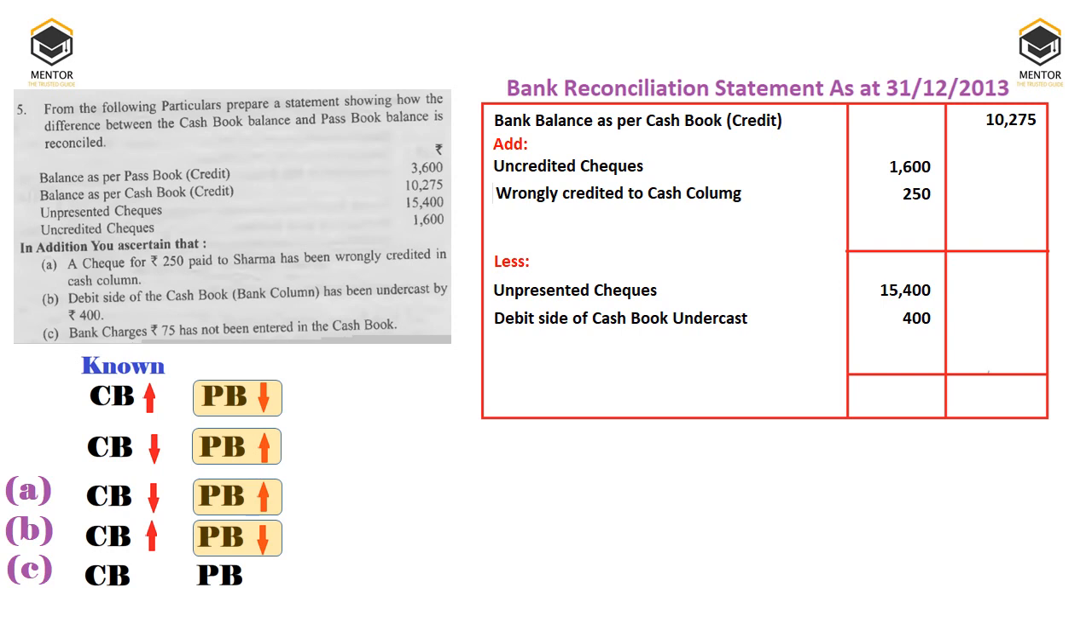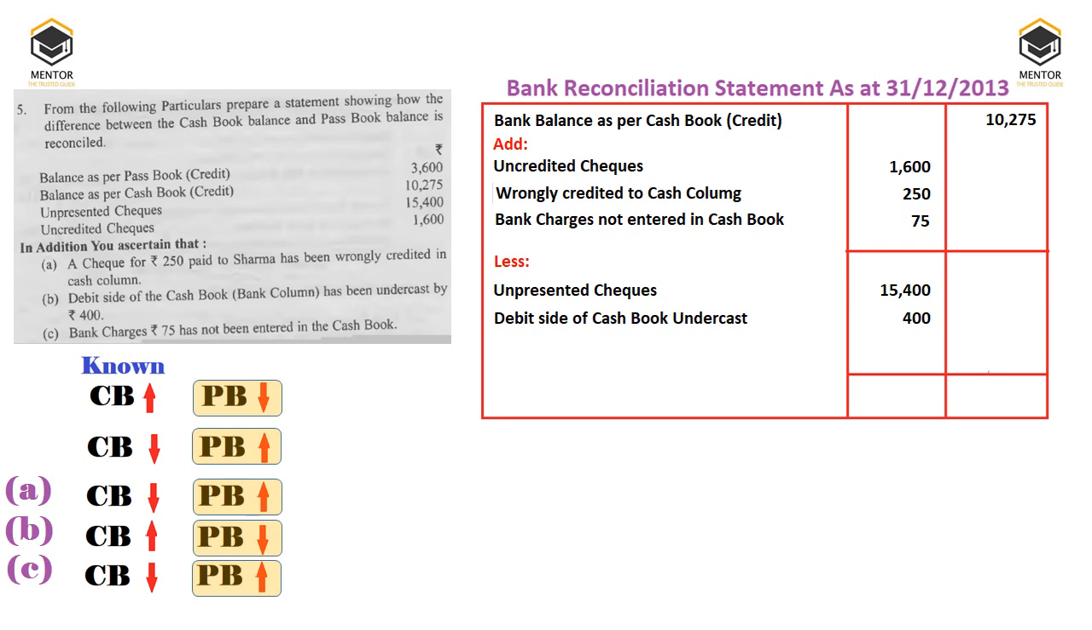The bank has charged a certain amount and recorded it in the passbook. Where will it record in the passbook? Debit side. So the passbook's debit balance is already an overdraft. So the overdraft balance will increase in the passbook, whereas the cash book will decrease. Which one do we need to find out? Passbook. Therefore, it should be an add item. Bank charges not entered in cash book, 75.